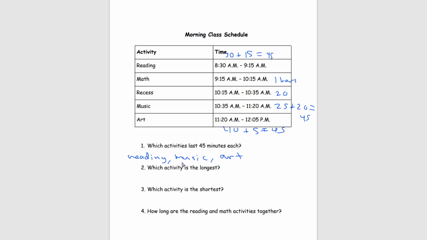And for 2, which activity is the longest? We can just look at all our times that we measured already, and we know that math is the longest, which is an hour long. And for number 3, we can look at the same too. We have all our numbers here, 45, 60, 20, 45, 45, and we know that recess is the shortest, with only 20 minutes.